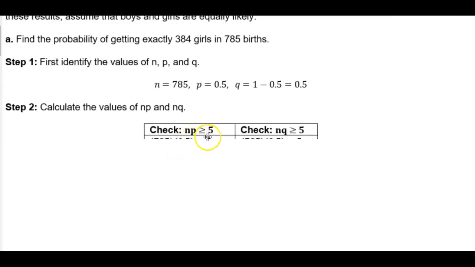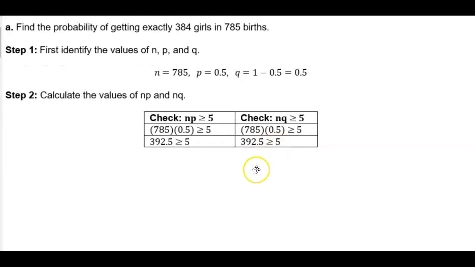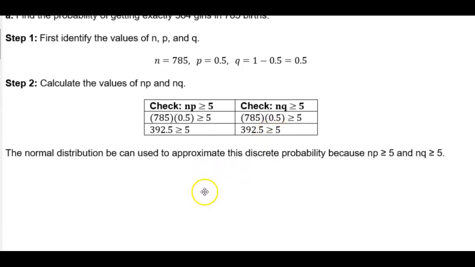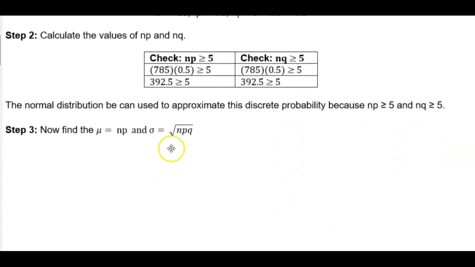Well, n times p needs to be greater than or equal to 5, and n times q has to be greater than or equal to 5. So n, which is 785, times 0.5 gives us 392.5, which is greater than 5. 785 times 0.5 is 392.5, which also is greater than 5. So the normal distribution can be used to approximate this discrete probability because both of those are greater than or equal to 5. Now we want to be able to find the mean and the standard deviation.